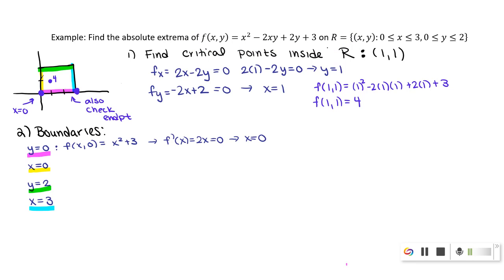Now, we do also need to check the other endpoint of that boundary. We have to check all our corner points, basically. So we're going to check this other endpoint that I labeled on my image. That would be the point (3, 0).